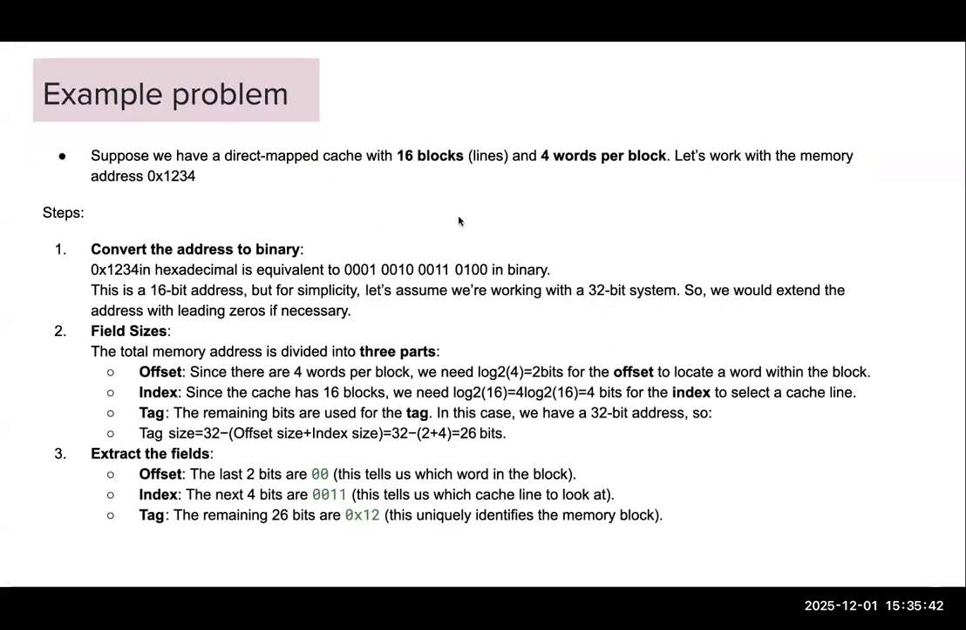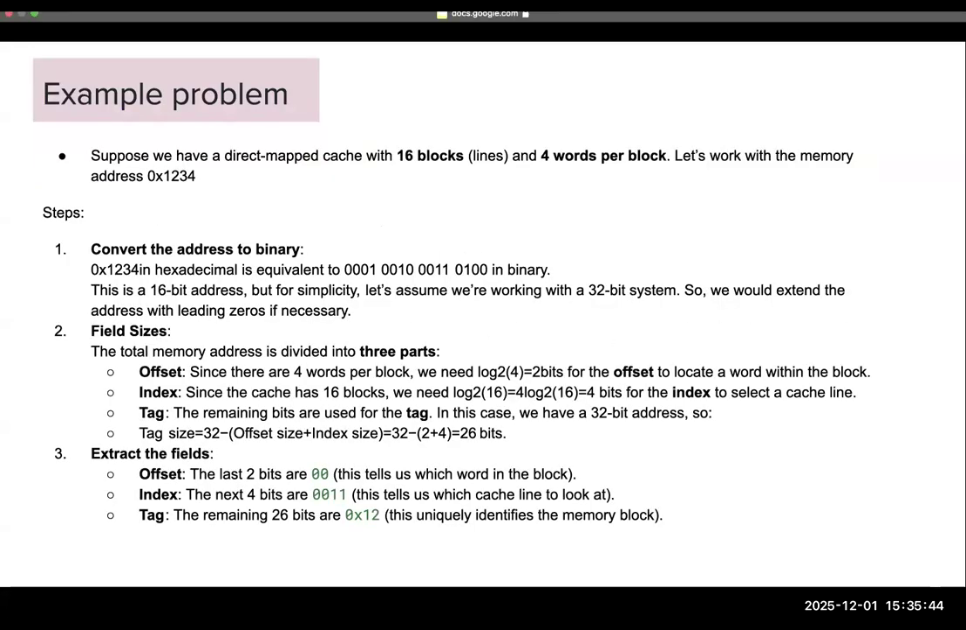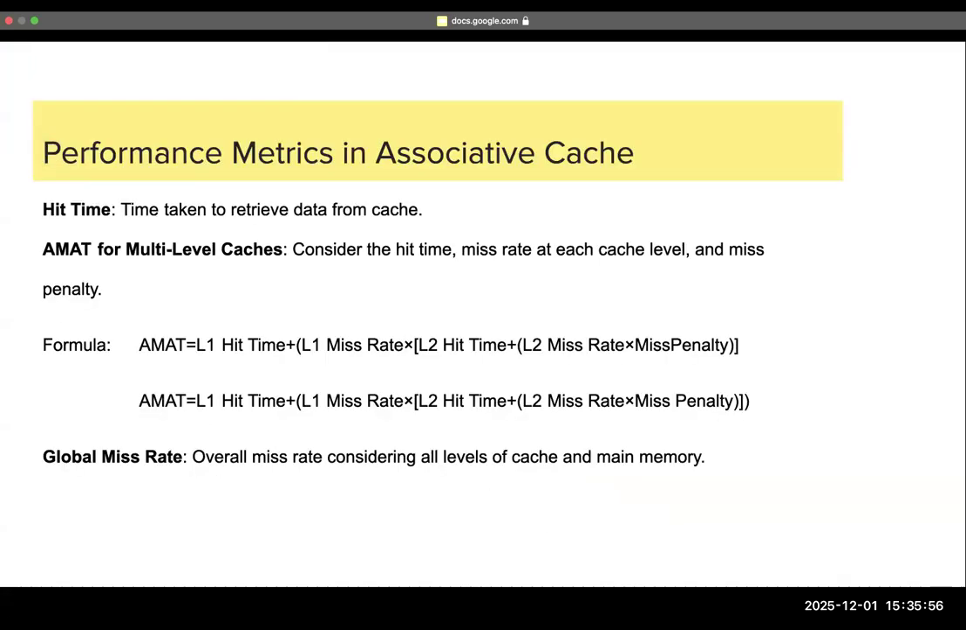And we have an example problem here, but since we don't have time, I'll let you pause the video when you're watching the recording. So this is the problem, and there's also the solution there. Okay, moving on to performance metrics in associative cache.